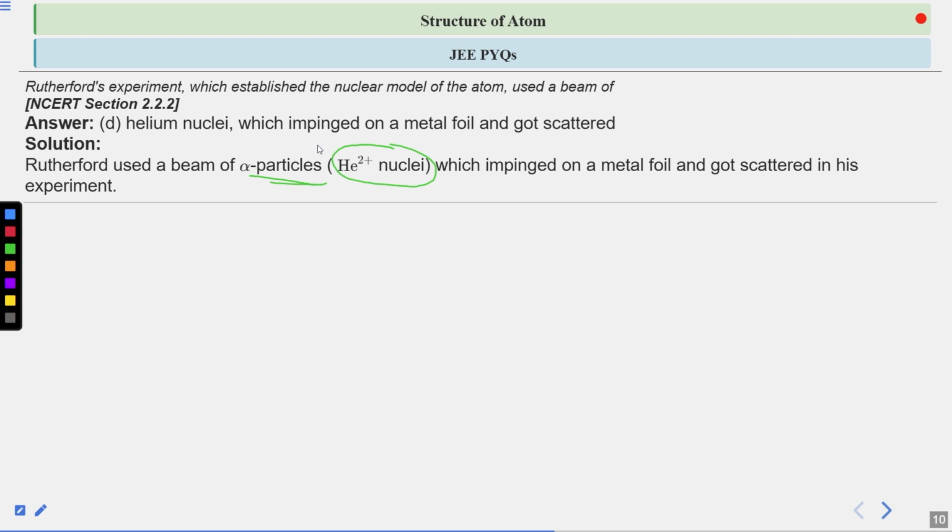So instead of writing helium atom, we will take the helium nuclei. And he used this helium 2 plus nuclei on the metal foil, and in that experiment, his alpha particles got scattered. Some went through without any deviation and some deviated through a small angle. I hope you got the answer. So it's a good one. Okay, so this terminology is important here. So you have to read the question very carefully.